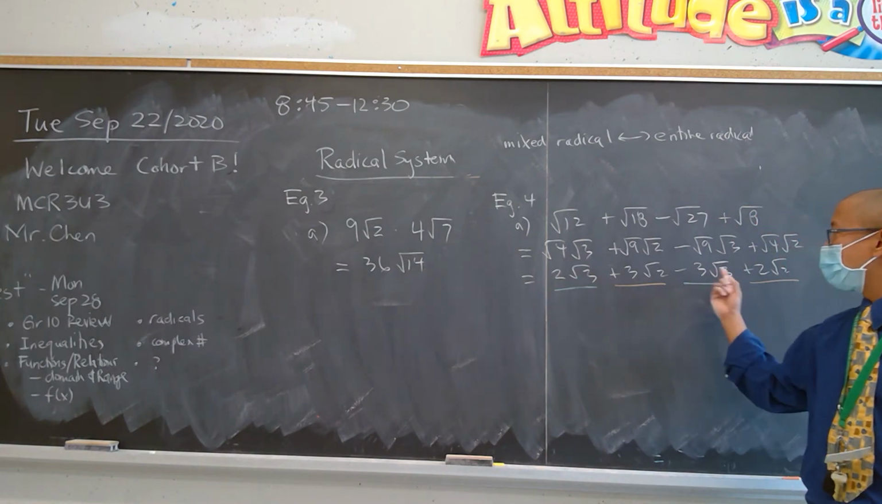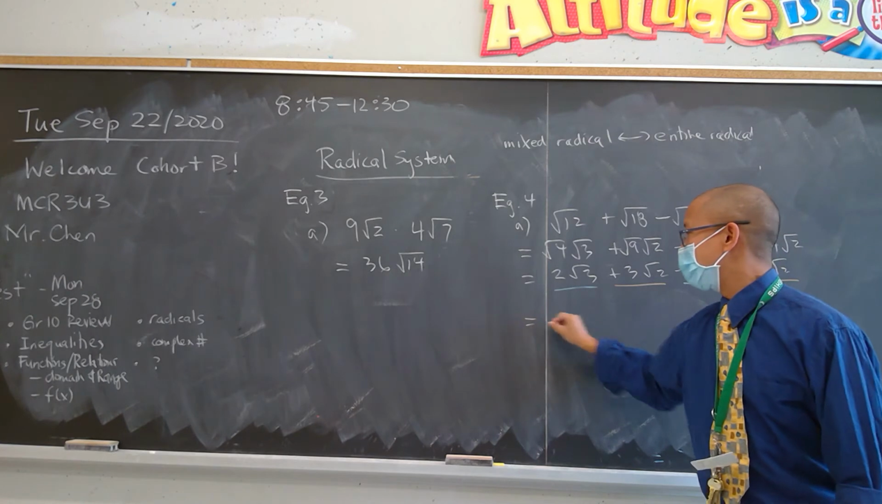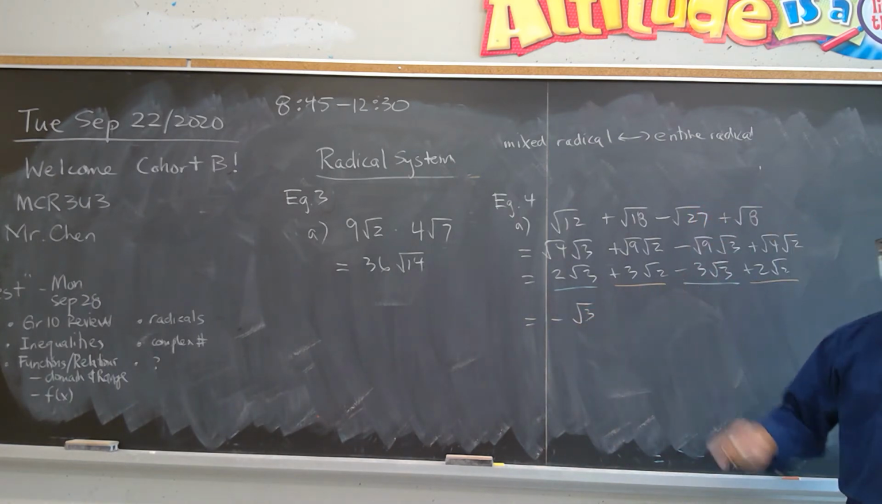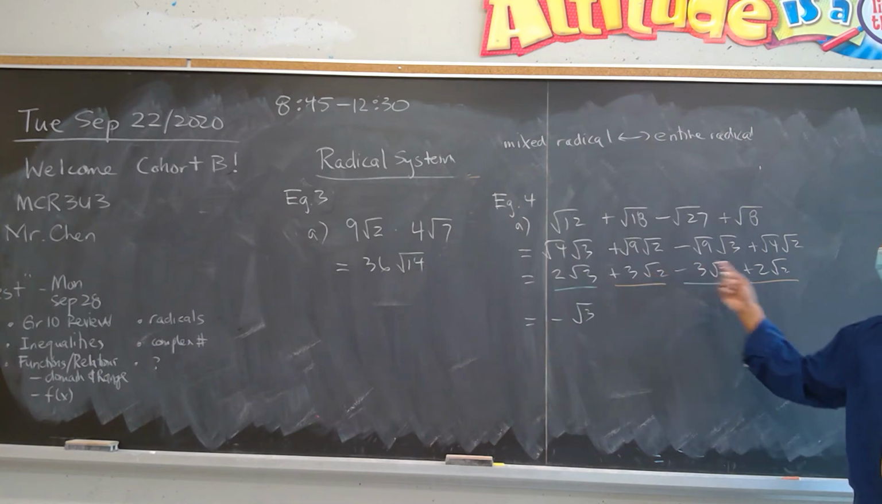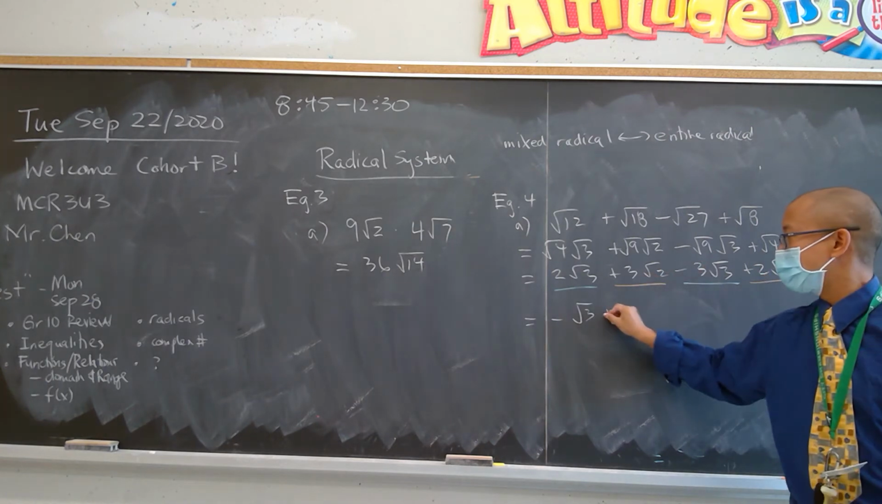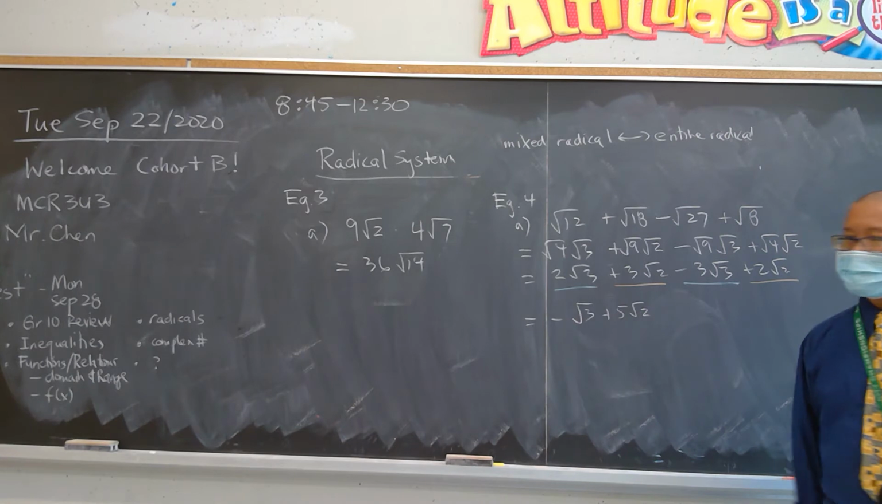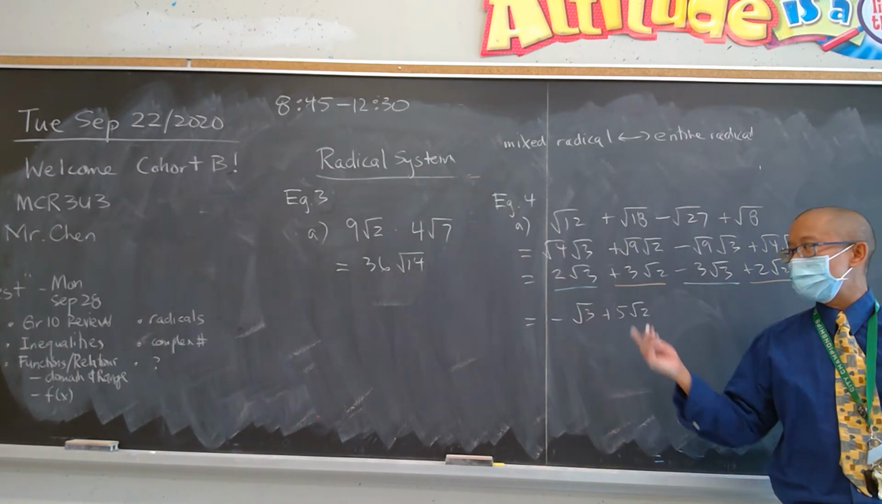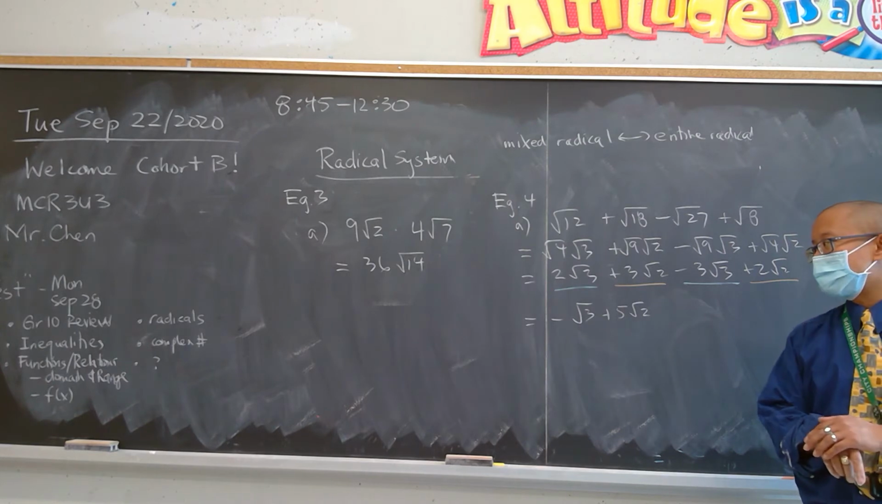So 2 take away 3 is negative root 3. We tend to ignore the negative 1, but you can put it in, but that's a little silly. And then 3 root 2 plus 2 root 2, that is 5 root 2. And actually, this is the final answer. It doesn't look pretty, but it has been simplified as much as possible.